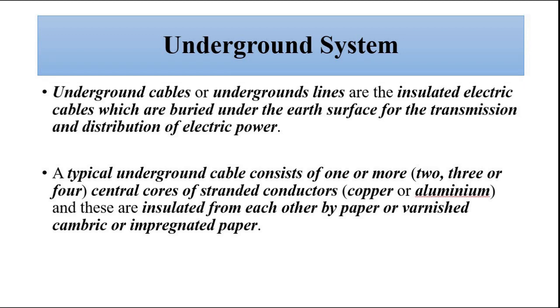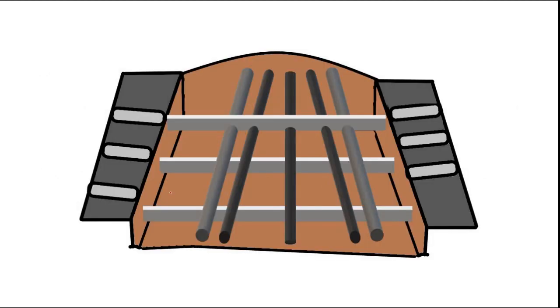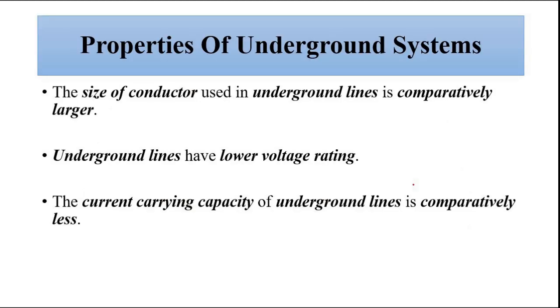A typical underground cable has one or more, generally 2, 3 or 4, different conductors with central cores, generally made of copper or aluminium, which are insulated from each other. This is the underground system: typically 1, 2, 3 or 4 separate conductors insulated from each other. Again, the underground system also has its own advantages and disadvantages. It is basically the mirror image of the overhead system, the opposite.